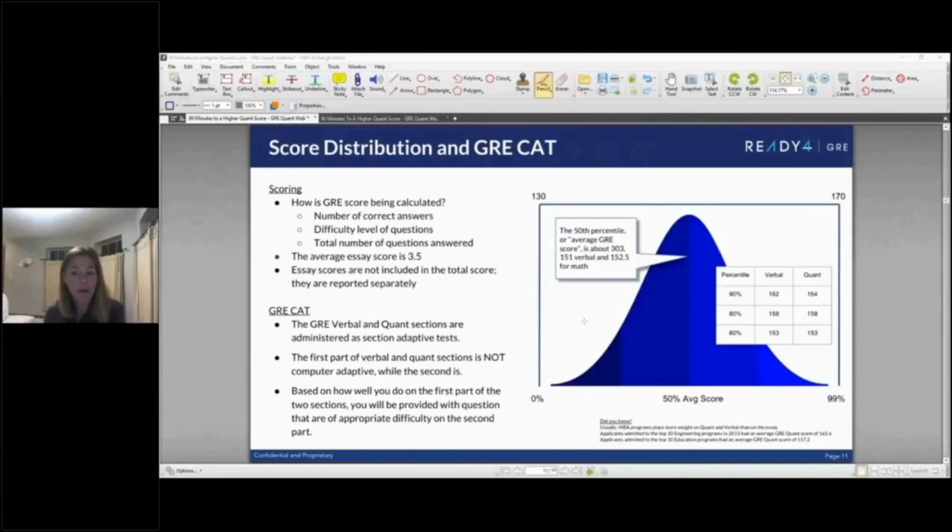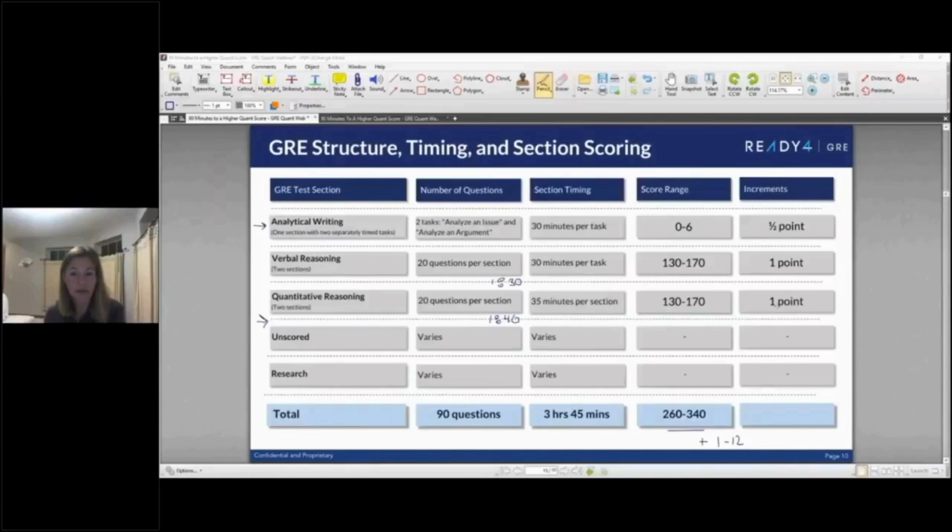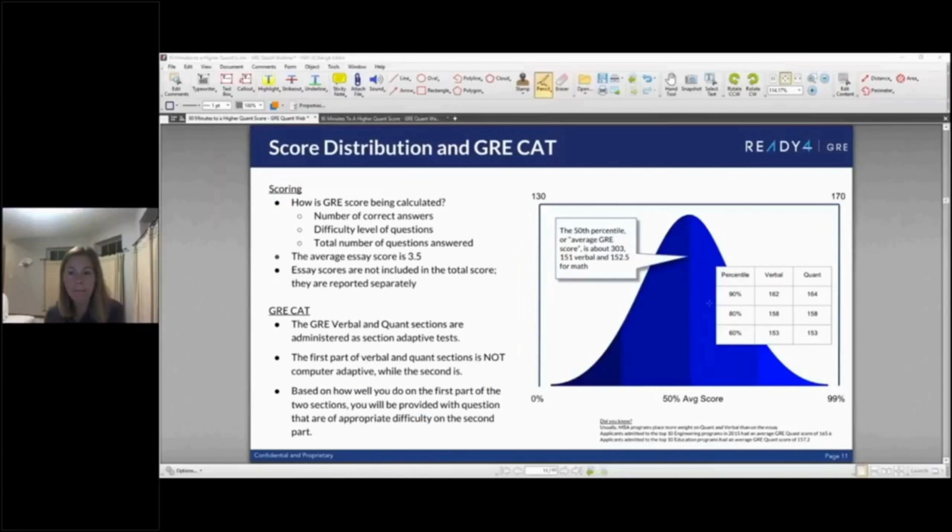Okay, so a little bit more about this bizarre 130 to 170 scoring. This represents the distribution of scores achieved on the GRE. If you want to score a 162 verbal or a 164 math, you're going to be in the 90th percentile. That means you did better than 90% of people who take the test. If you just want to score in the lower 150s, you did better than 60% of people who took the test. The average GRE score, actually the mean, is a 151 verbal and 152 for math.